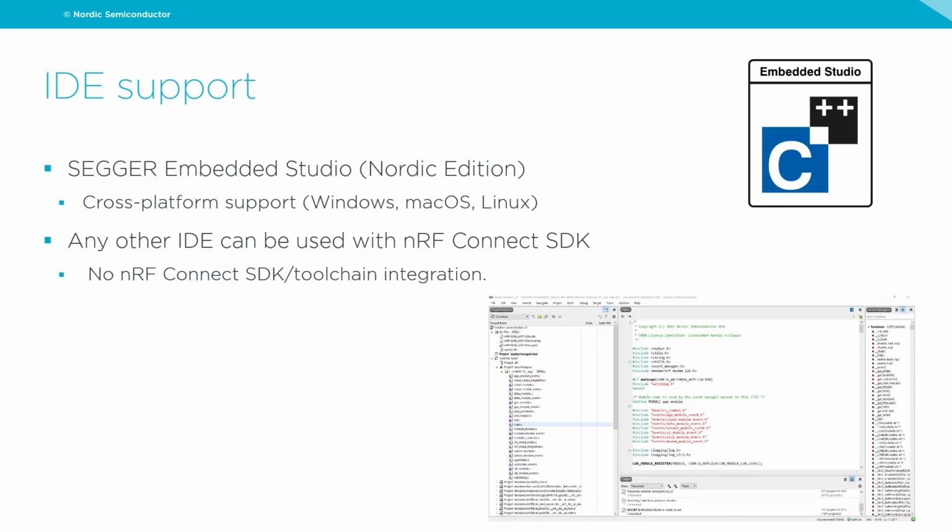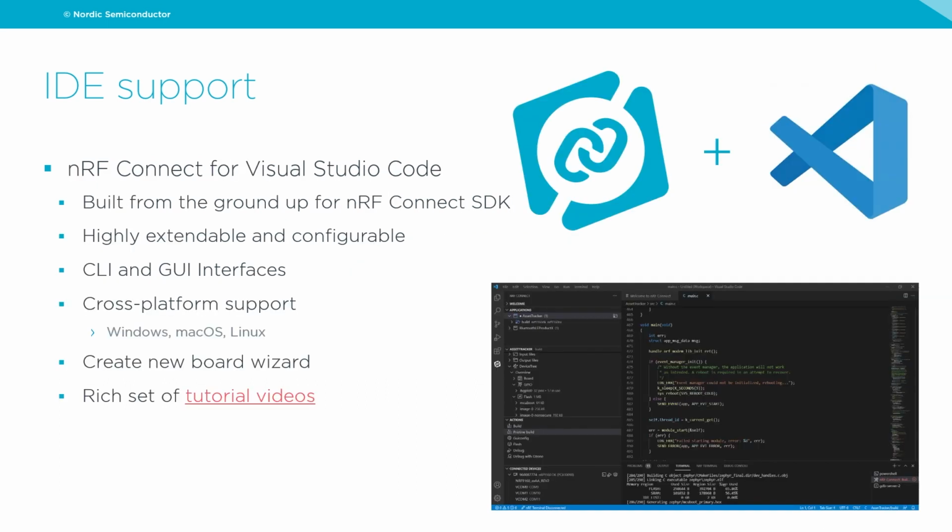But we do also have SEGGER Embedded Studio Nordic Edition support, so that is cross-platform support for Windows, macOS, and Linux. And you can also use any other IDE with the nRF Connect SDK, but then you won't have nRF Connect SDK or toolchain integration. So I think our main recommendation is using nRF Connect for VS Code if you want to get started.